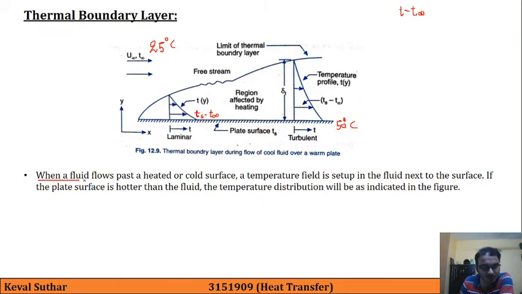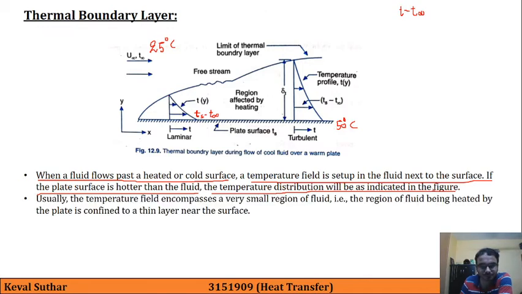When a fluid flows past a heated or cold surface, a temperature field is set up in the fluid next to the surface. If the plate surface is hotter than the fluid, that is in our case, the temperature distribution will be seen as indicated in the figure. Usually this temperature field encompasses a very small region of fluid. The region of fluid being heated by the plate is confined to a thin layer near the surface.